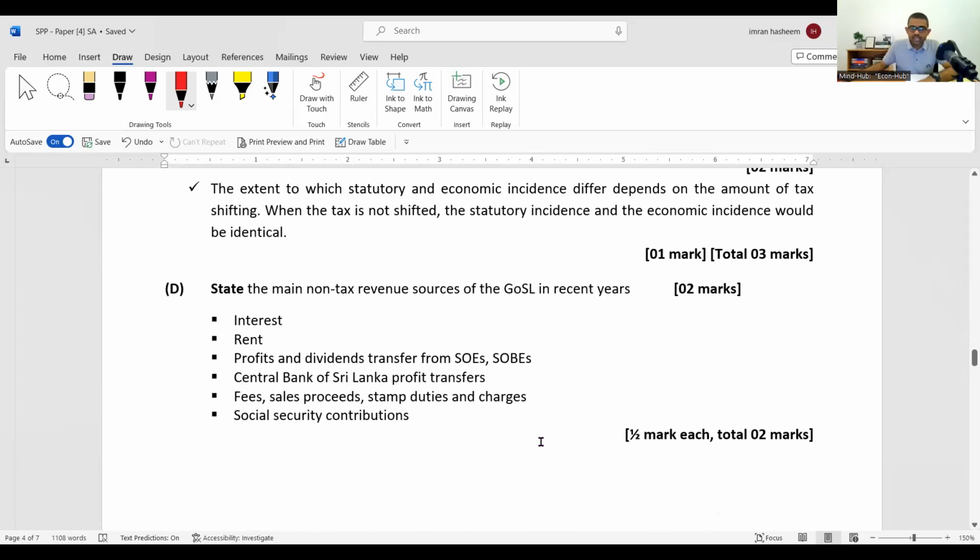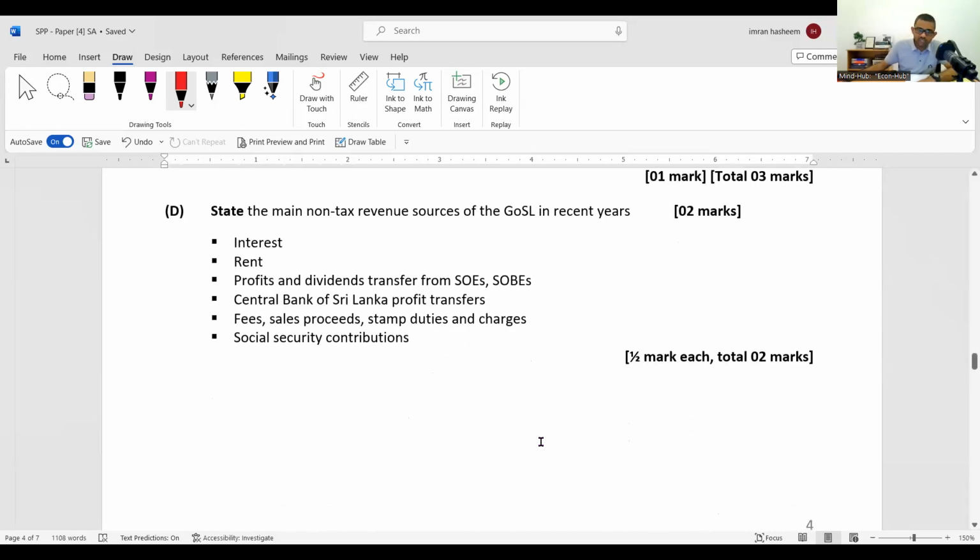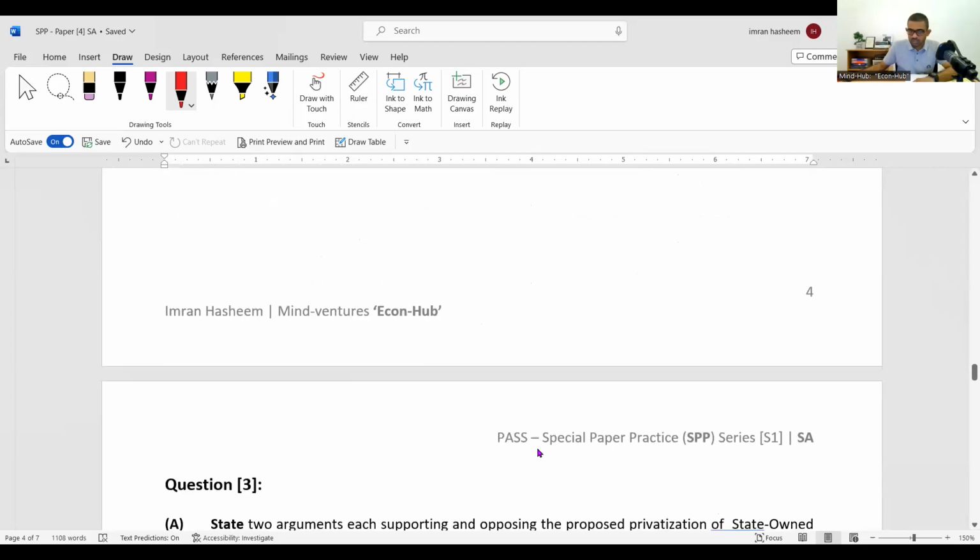Then D, state the main non-tax revenue sources of government of Sri Lanka. What are the non-tax revenue sources of government of Sri Lanka? I've given some points based on recent revenue sources. So you should be able to present the non-tax revenue sources also.